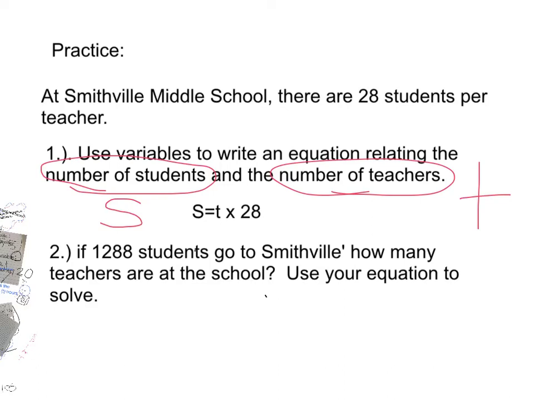Because no matter what, we are going to have teachers. But depending on how many students come into our building, we would have to hire more teachers. So the more students we get, the more teachers we must have. When setting up an equation, the dependent variable is always stated first, or you could think of it as stated before the equal sign. Then the independent variable would follow. So that is how we came up with S equals T times 28. Now let's look at the next practice problem.